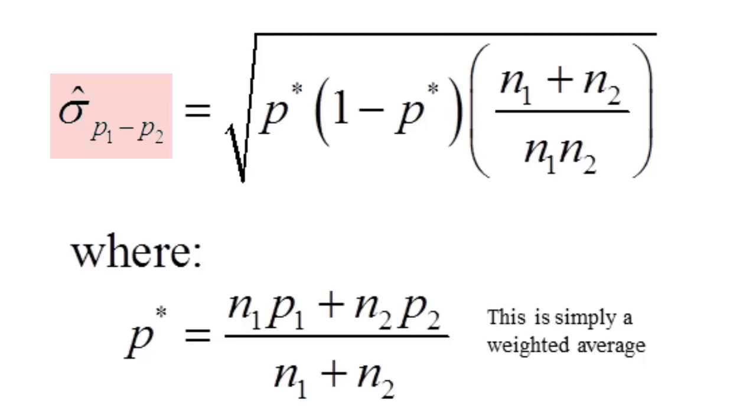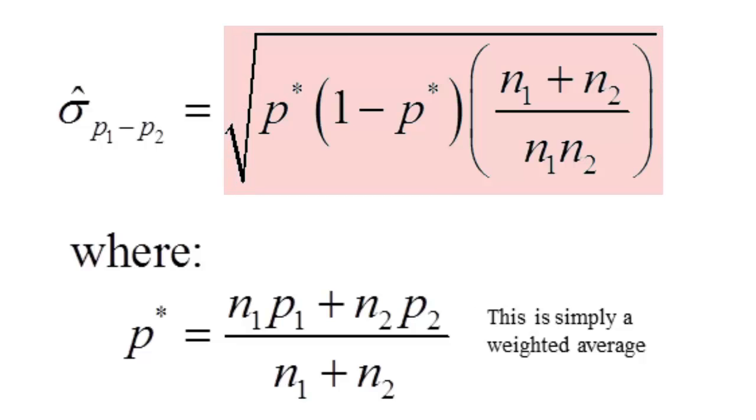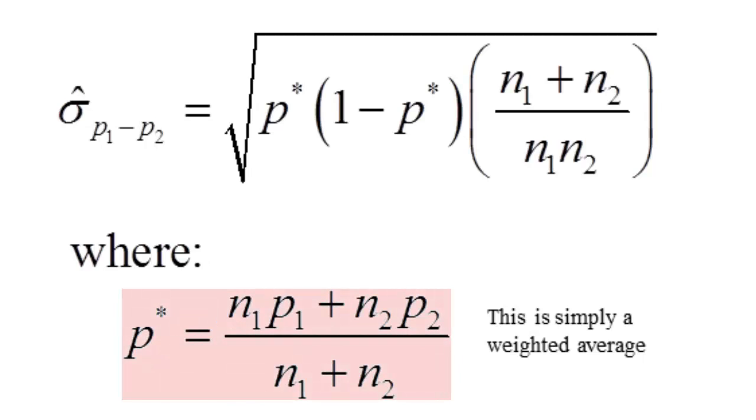The formula itself is pretty simple. It's p asterisk times 1 minus p asterisk times n sub 1 plus n sub 2 divided by n sub 1 times n sub 2, and then we take the square root of that whole product. The problem here is to calculate p asterisk. We have to do that before we can do anything else. P asterisk is simply the weighted average of the proportion of ones.